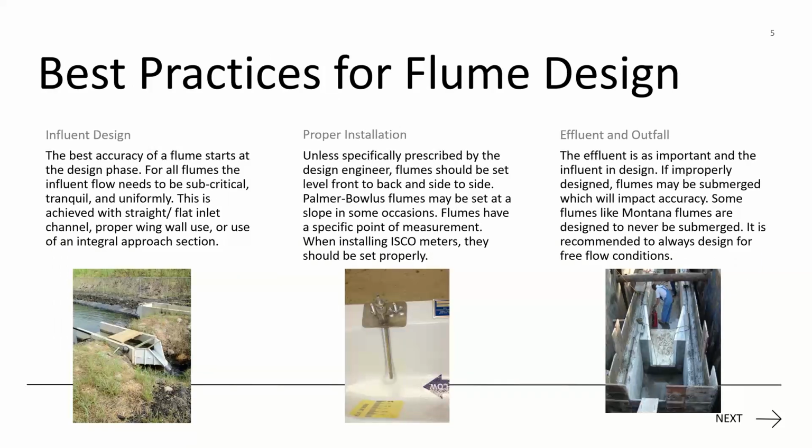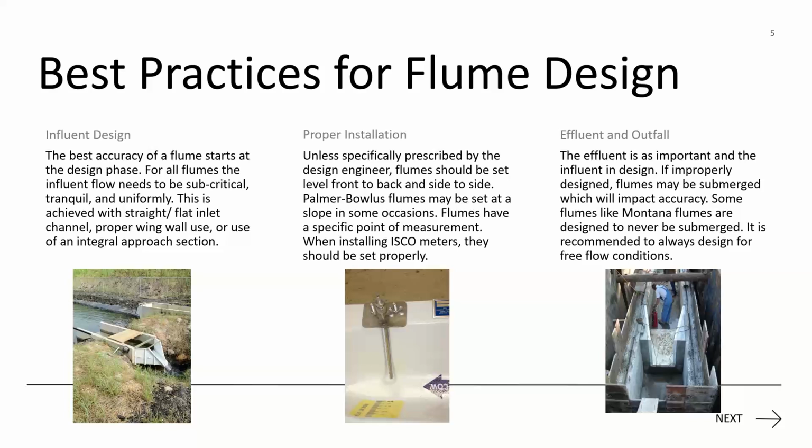So some best practices for designing your application. You've got to start with the influent, the flow coming into the flume. If you don't have that settled in, then you're not going to be off to the races. So the number one thing you need to look at is it needs to be subcritical, the flow coming in. If it's already moving too fast, then the flume will not be able to accelerate the water, and you're not going to be able to get your standing head the way it needs to be. And it also needs to be tranquil and uniformly distributed, or laminar.